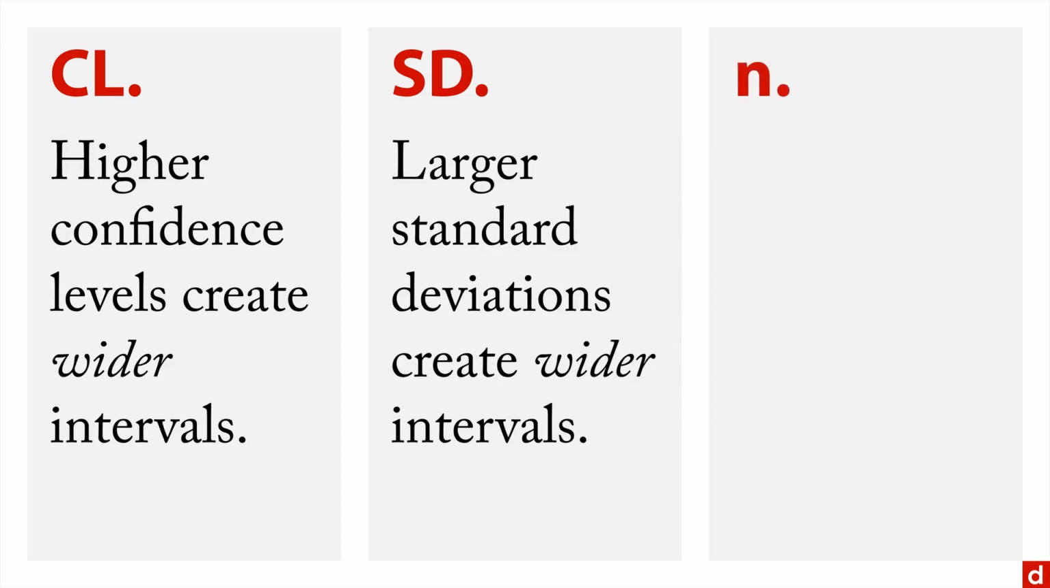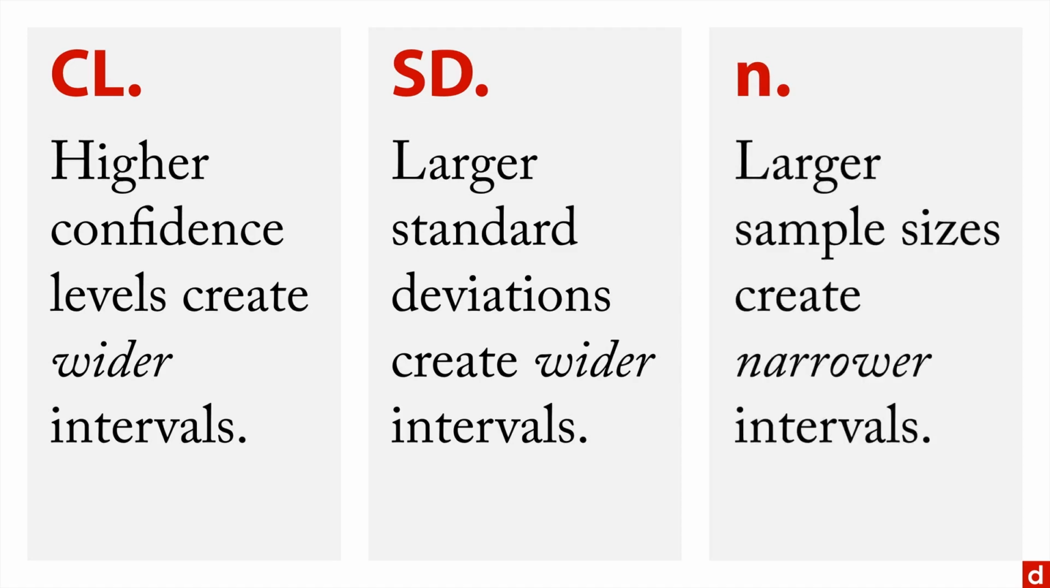And then finally there's the N, or the sample size. This one goes the other way. Larger sample sizes create narrower intervals. The more observations you have, the more precise and the more reliable things tend to be.